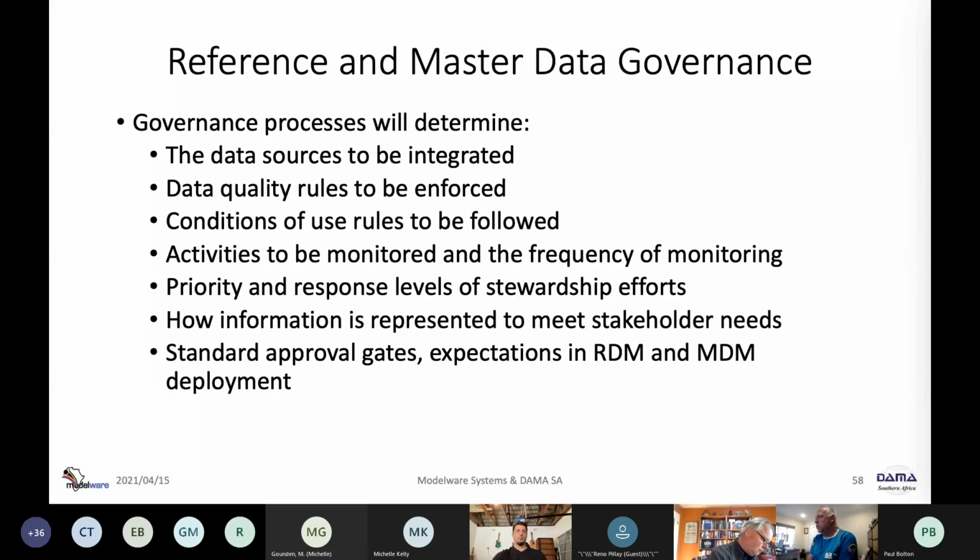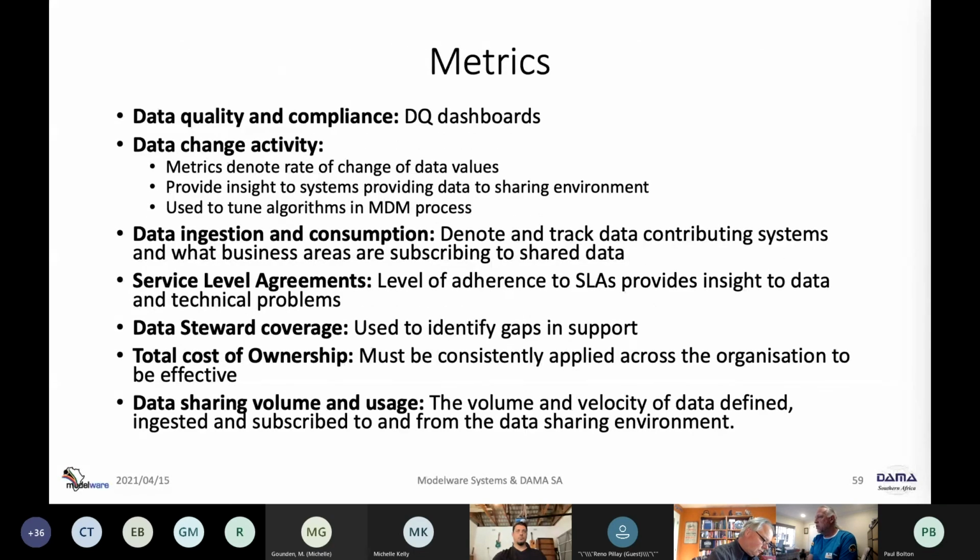And the next slide will show us some metrics that we can use to measure the effectiveness of our master data system. And there you can see data quality, change management, integration, ingestion, coverage, and ownership. And then what is our sharing volume and usage that we're getting out of it? So how do we measure the success of our master data platform?